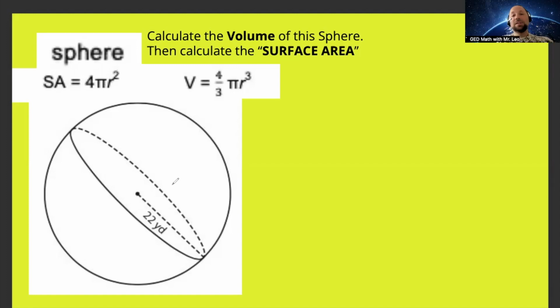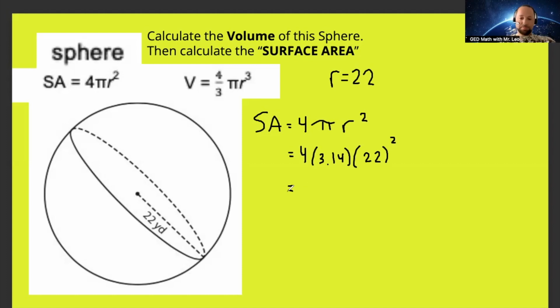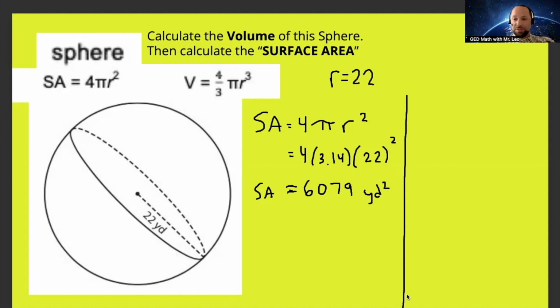All right, are you ready? Let's go over this. You'll notice from the diagram, they've given us the radius is 22 yards. I'll do surface area first. It's the new one. We're going to write the original full formula. We're going to plug in what we know. We're going to go to the calculator. And I'm getting 6,079.04. I'm going to just round that off to the whole number, 6,079. That is the surface area. This would be square yards because surface area is a form of area and it's always square units.